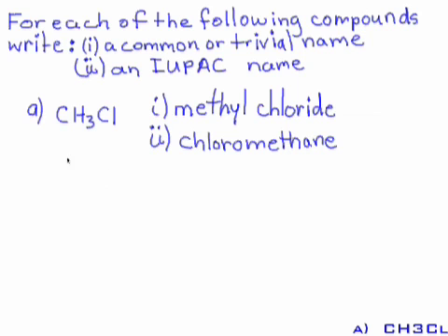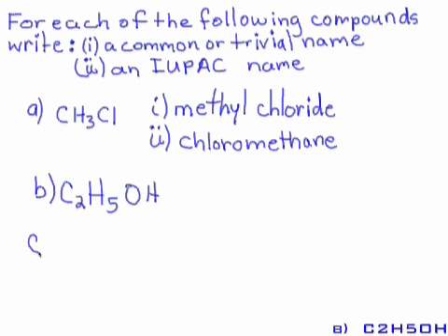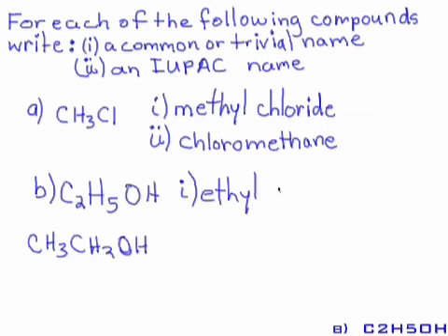Okay, let's go on to B. B was this guy. Now the only trick with B is what a C2H5 group is. And you really should write it out. C2H5, on scrap paper I would just write it down, double check, make sure that this is a C2H5. And so the common name for B is based on the alkyl, ethyl alcohol.